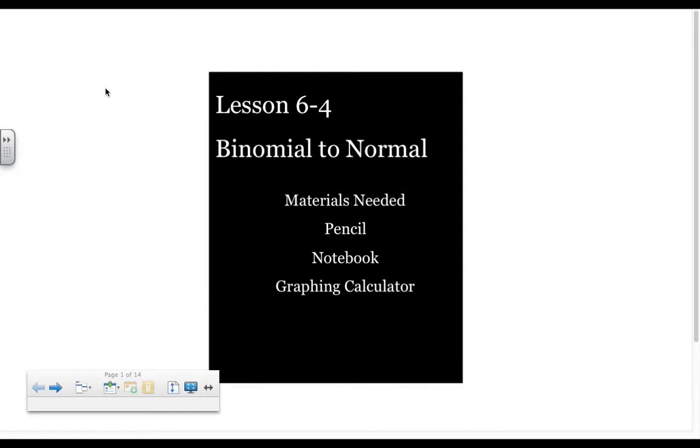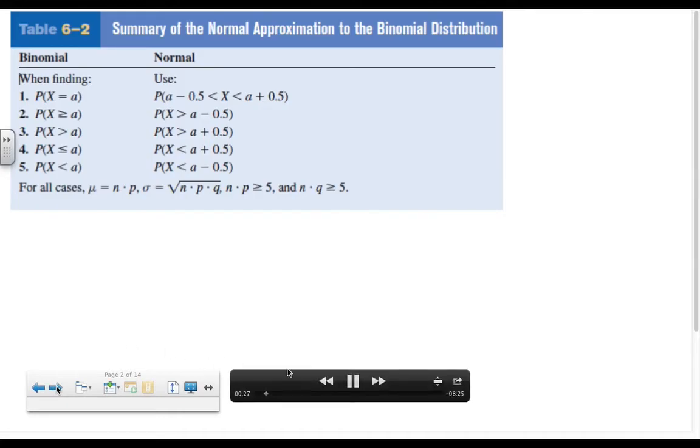The first thing we have to look at is, maybe it will move on. There we go. Okay, so this chart should look familiar. This is about finding probability with binomials. We have to add and subtract 0.5 depending on what it's asking for. So please write down this chart. I'm going to tell you that right now. If you write this down, it will make your life easier as we go through the examples.